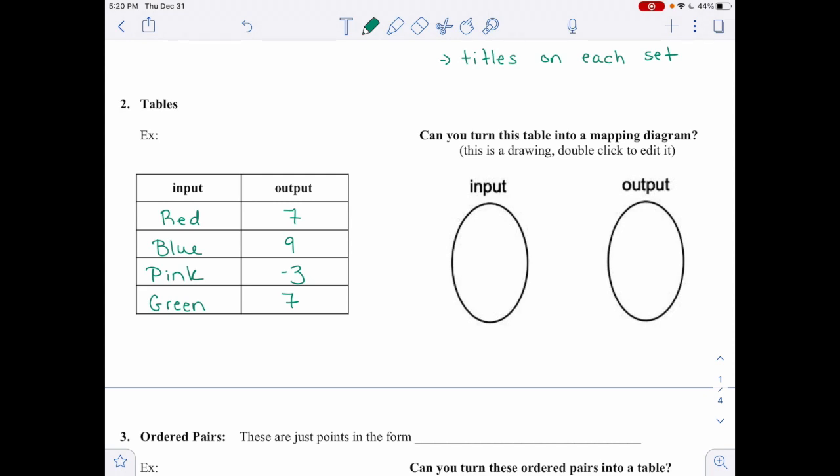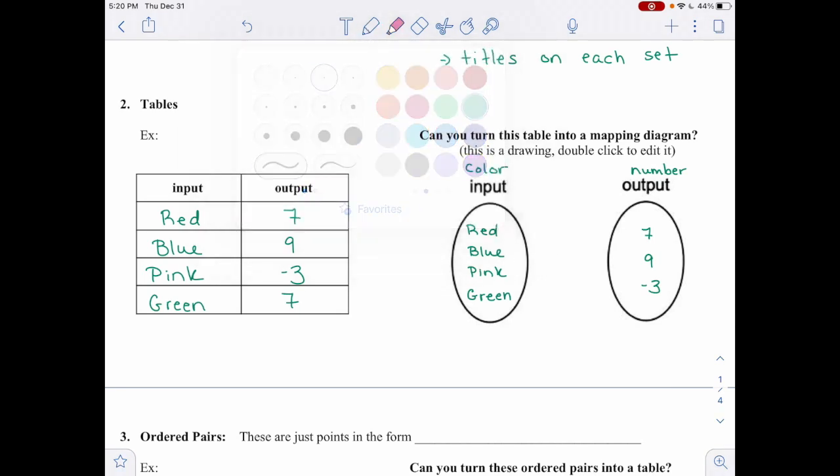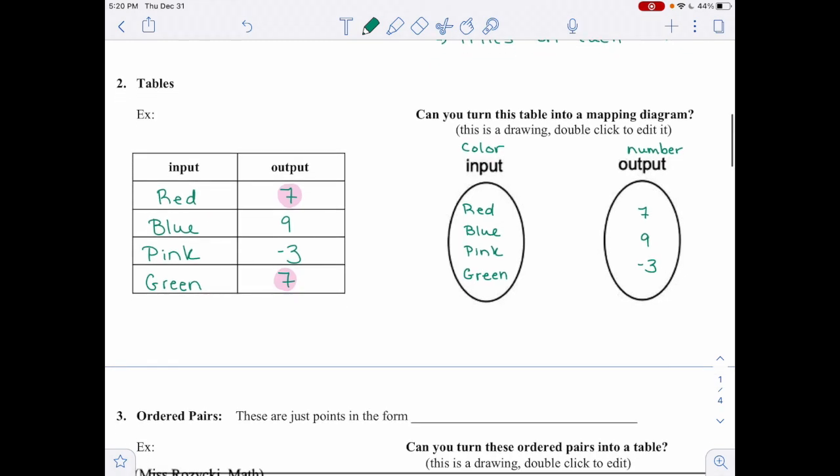So there are already titles for you, but if I wanted to be specific, I would call this color and number. And I'm going to put my colors in. So red, blue, pink, green. And I'm also going to put my numbers in. 7, 9, and -3. Notice, even though 7 showed up twice in the output, I did not write my repeat here. That's the whole point of the arrows, right? So I'm going to then match, right?